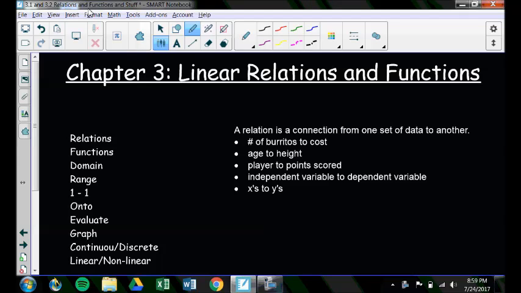Okay, here we go. Chapter 3 is linear relations and functions. This first lesson is going to cover a lot of stuff, but most of it should be review. All of this should be review. This should be review-ish. This might be new, but anyways, it's going to go quick.